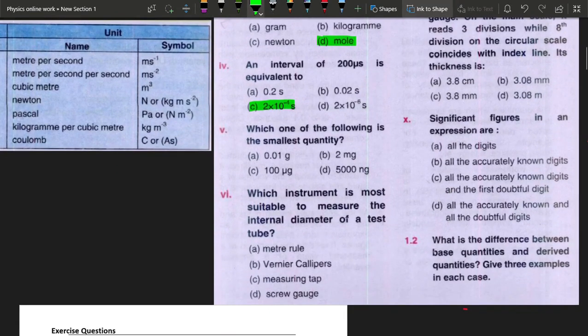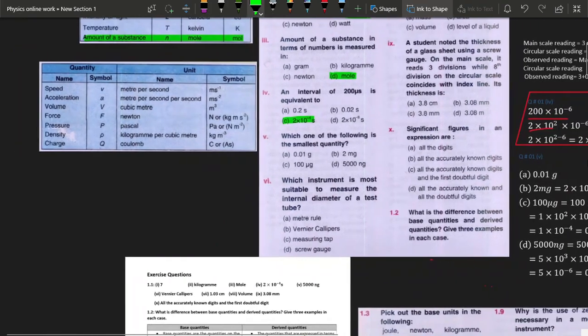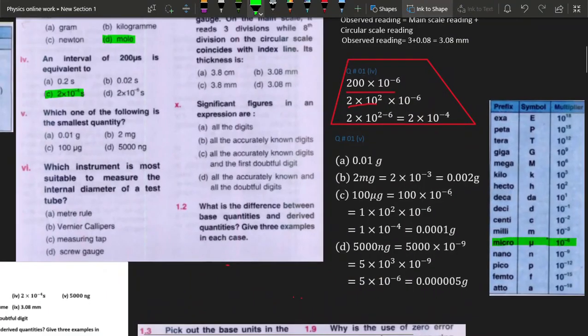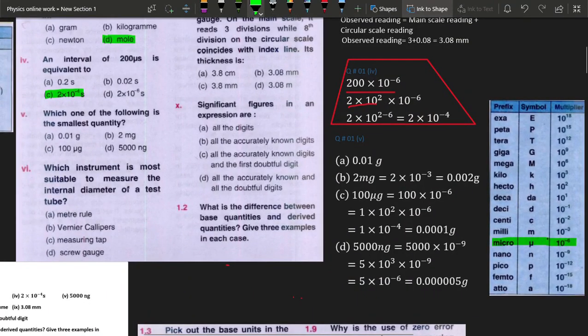Now next is: which one of the following is the smallest quantity? Now remember the technique of solving this type of question, that you need to convert all these prefixes into a simple number. So option A is not in prefix form, so we do not change it or solve it. Now option B is 2 milligrams. Milli means 10 raised to power minus 3, you can see on this table.